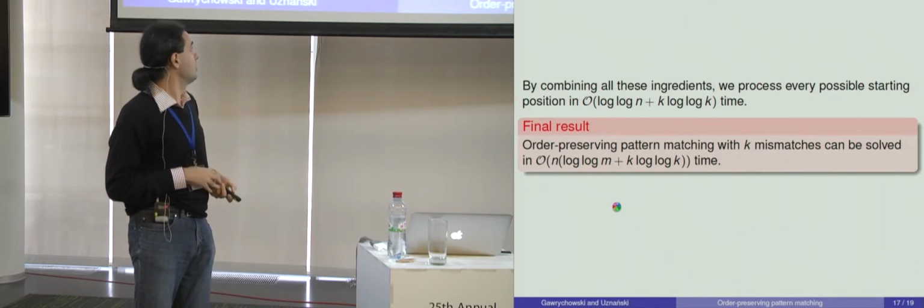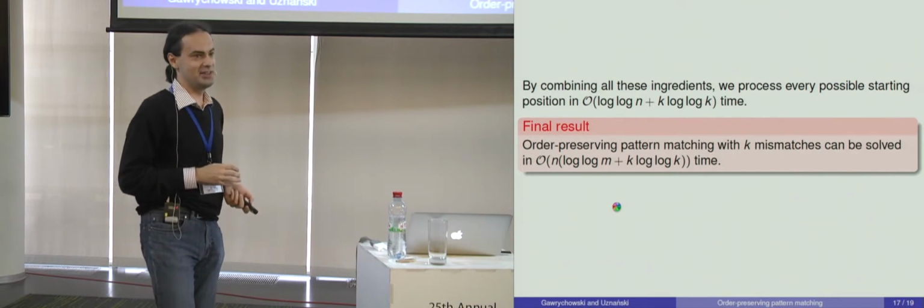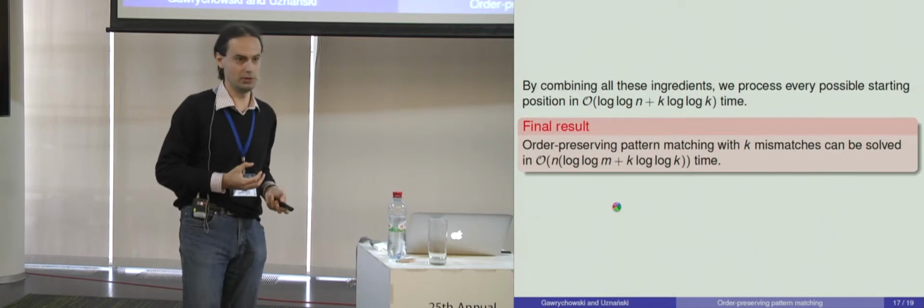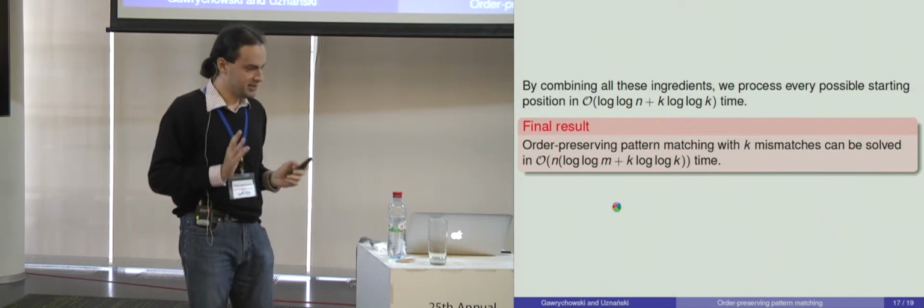So if you don't like van Emde Boas trees, then just replace log log by log in this complexity, because that's the only reason we have log log instead of log. Okay, so that's the result.